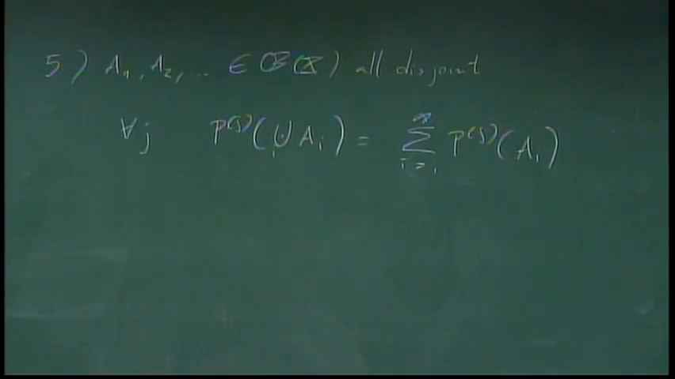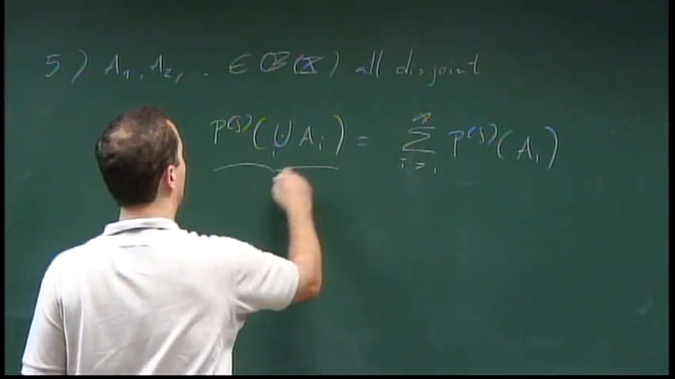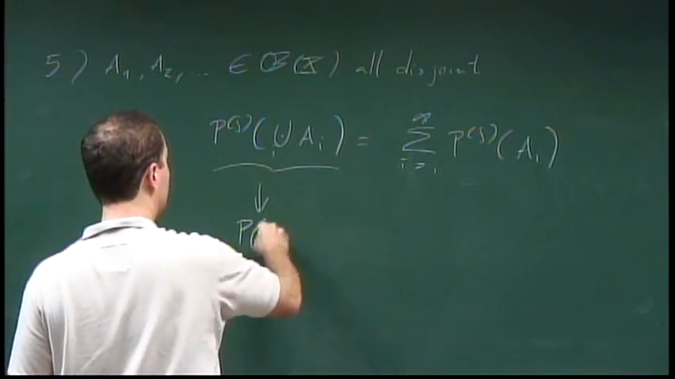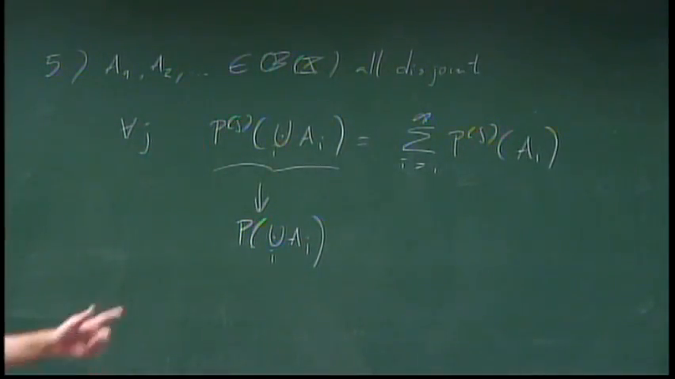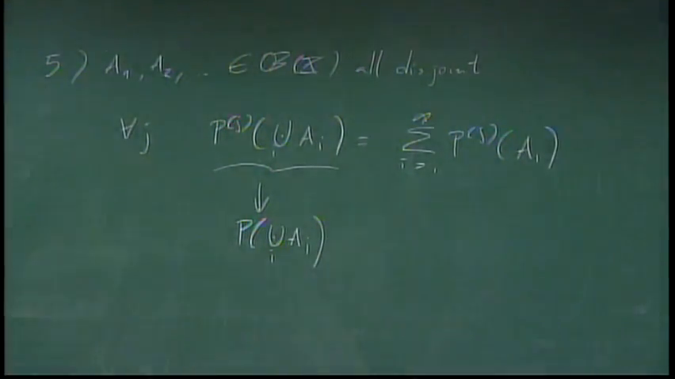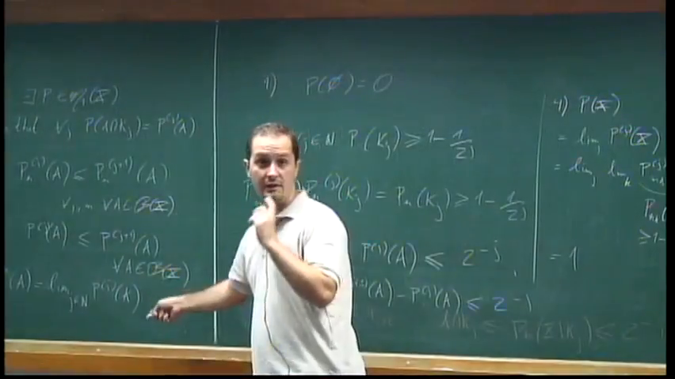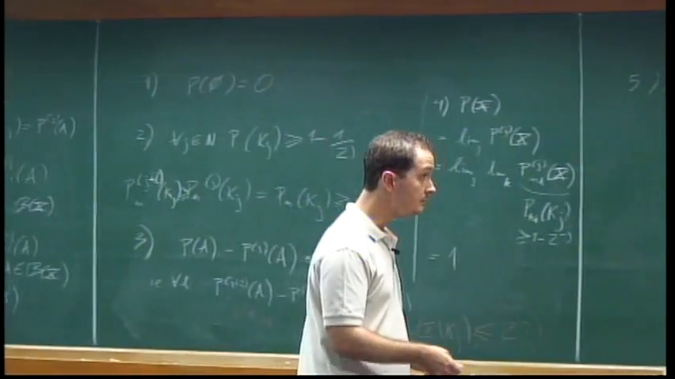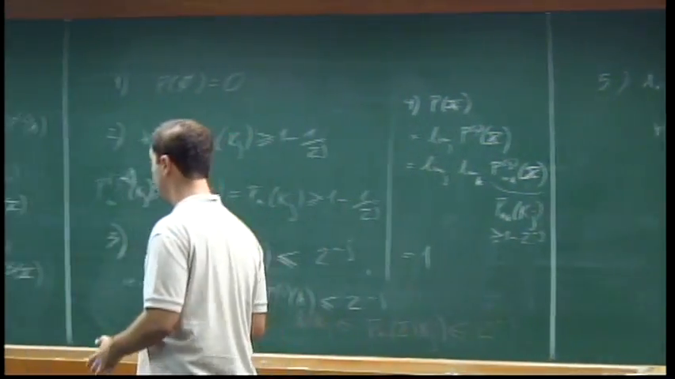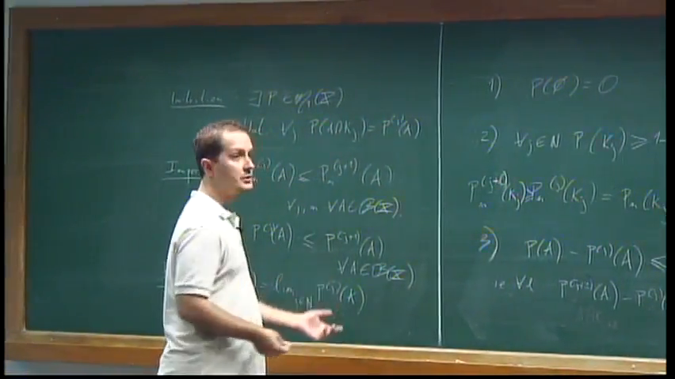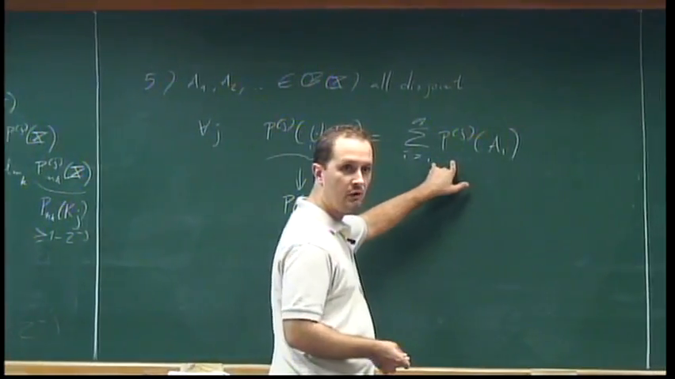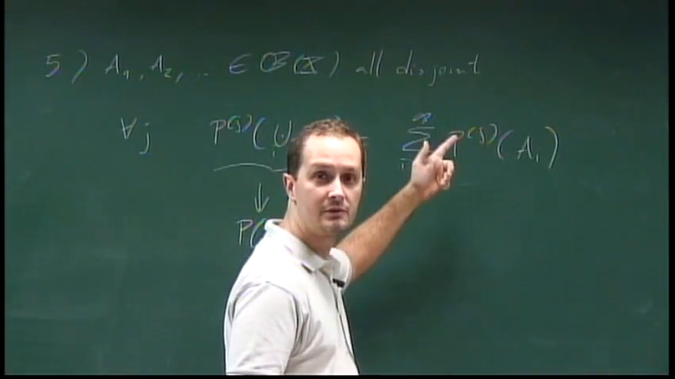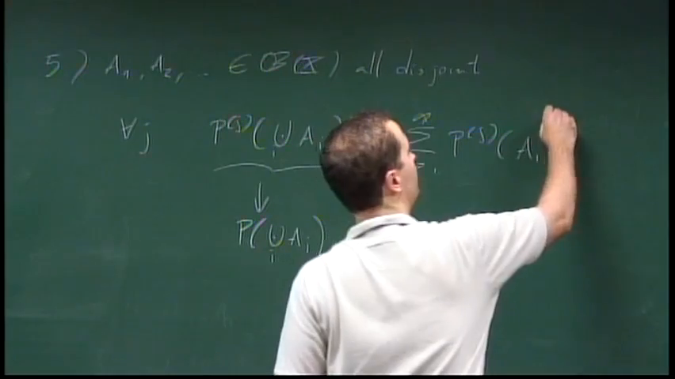Now what happens when j goes to infinity? Well, this thing here goes to P of the union by definition, right? So this is the exercise that I assigned last class. If you have a sequence of measures that converges increasingly, like these measures do, then the limit is also a measure. So now I want to say that the limit of the sum is the sum of the limits, right? But the limits are increasing.